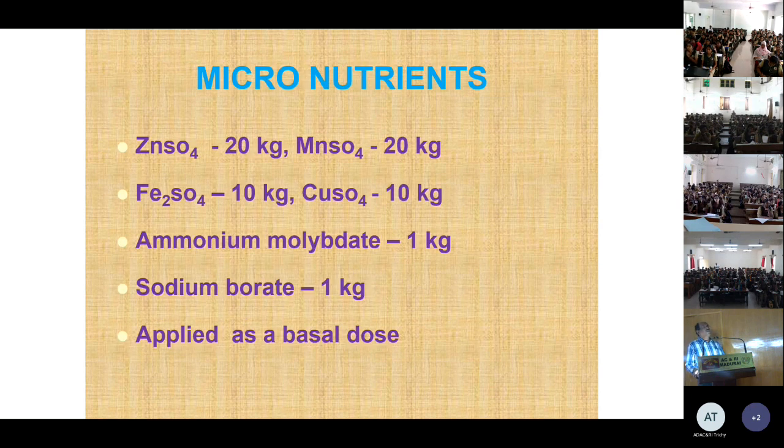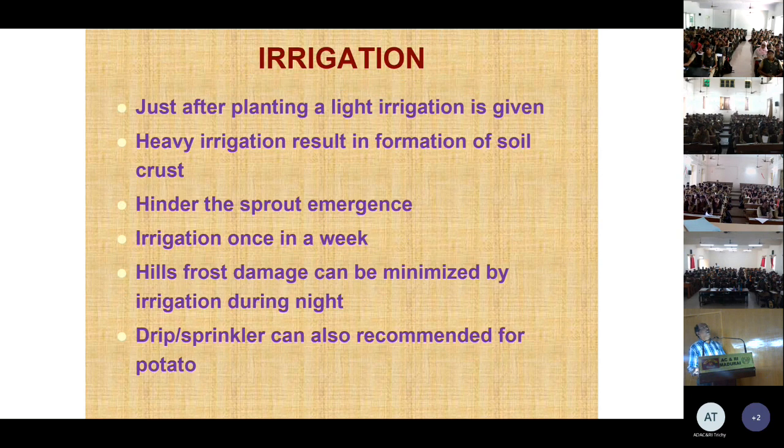Potato is also somewhat susceptible to micronutrient deficiency. So we have to apply zinc sulfate and manganese sulfate 20 kg, as well as ferrous and copper sulfate 10 kg, with ammonium molybdate 1 kg and sodium borate 1 kg applied as a basal dose, so that it will be absorbed by the plant and eliminate the micronutrient deficiency.